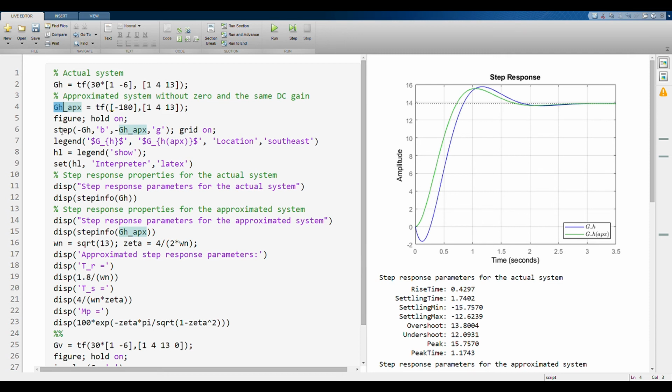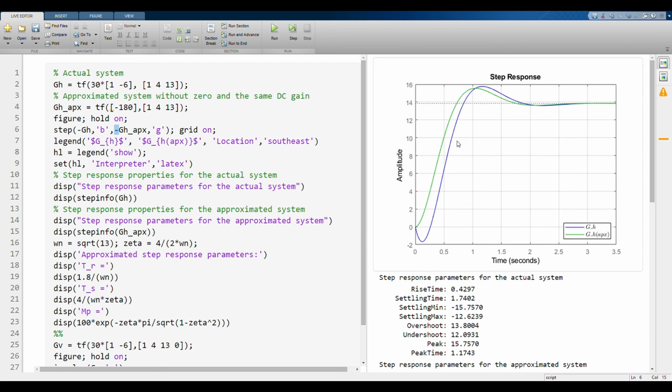And then we have a figure in which we draw the negative step response of GH and the approximate system GH underline APX. Keep in mind that I have added this negative sign over here to draw the negative step response of those systems. You can see the step response of those systems drawn here. The one that is in blue is the actual system GH. You can see that we have an undershoot because there is a 0 on the right half plane.